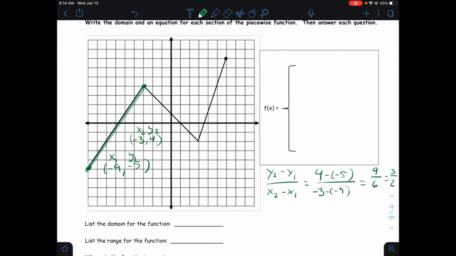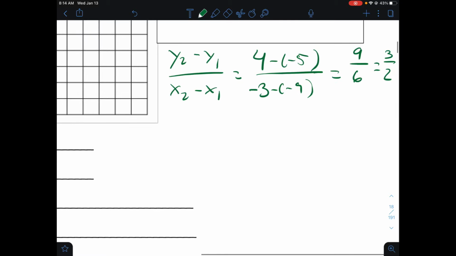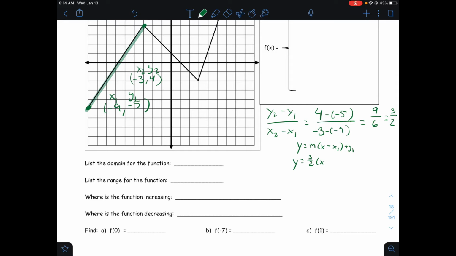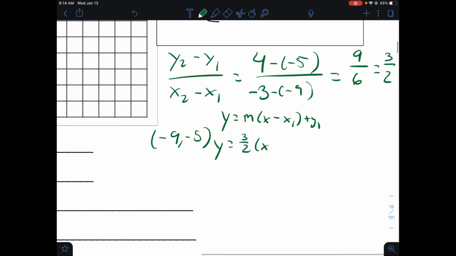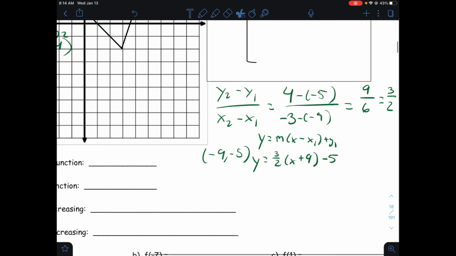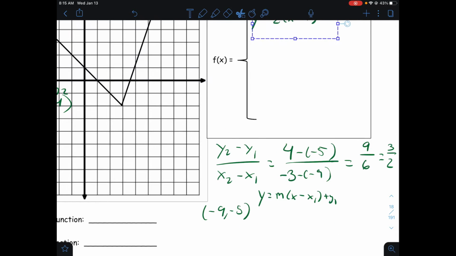Now we have to plug it into our point slope form, which is y equals m times x minus x1 plus y1. We can plug in our slope and our point, which we can use -9, -5. You just pick one point to plug in here. So we get y = 3/2 (x + 9) - 5. And that is going to be my equation for that first function.